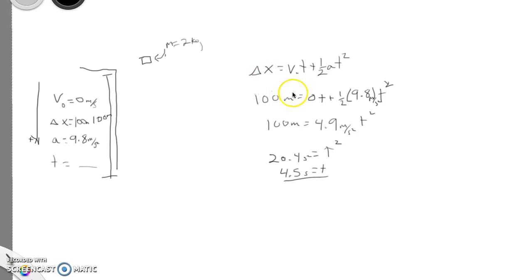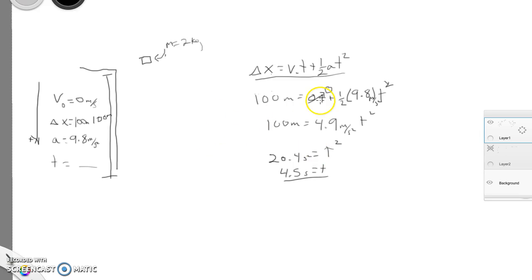You should have submitted your answer. We start with a displacement. We're going to use this equation again. We're going to put in 100 for displacement, 0 for initial velocity, 1/2, and then 9.8 for acceleration. This goes to 0, so 0 times t is 0. 1/2 times 9.8 is 4.9. So 100 meters equals 4.9 meters per second squared times t squared. Divide it over, take the square root, and we get 4.5 seconds.